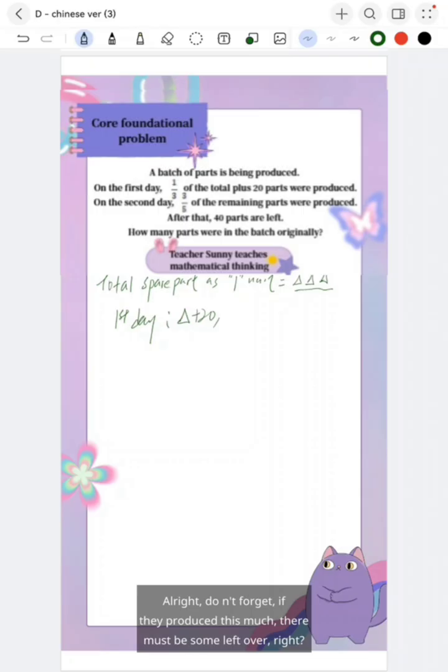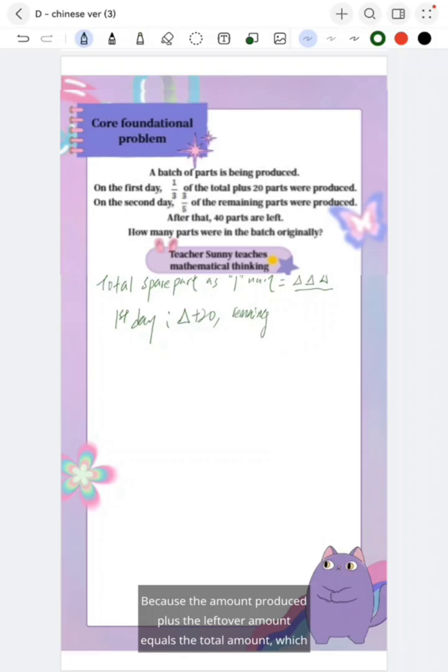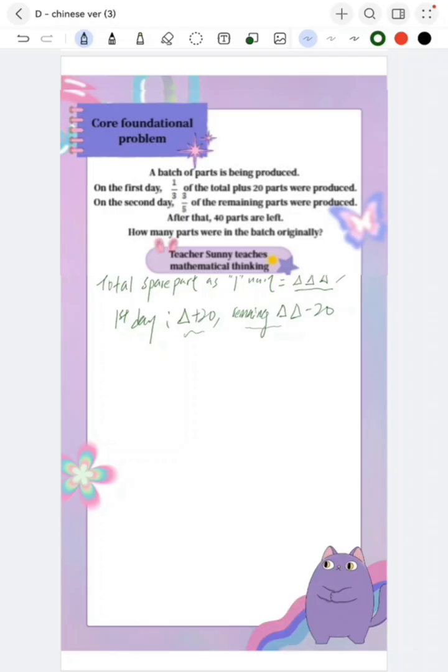Alright, don't forget, if they produce this much, there must be some left over, right? Because the amount produced plus the leftover amount equals the total amount, which is 3 triangles. So there are still 2 triangles left. Minus 20. Because the production amount plus the leftover amount must equal 3 triangles. Alright, that's clear. Now, let's look at the second day, when they produced the remaining 3/5.